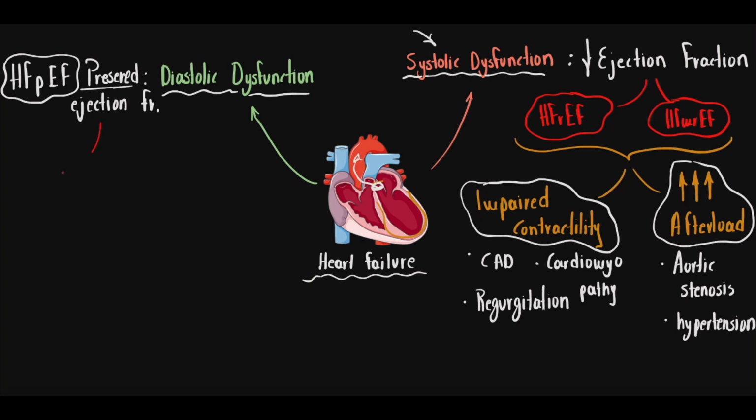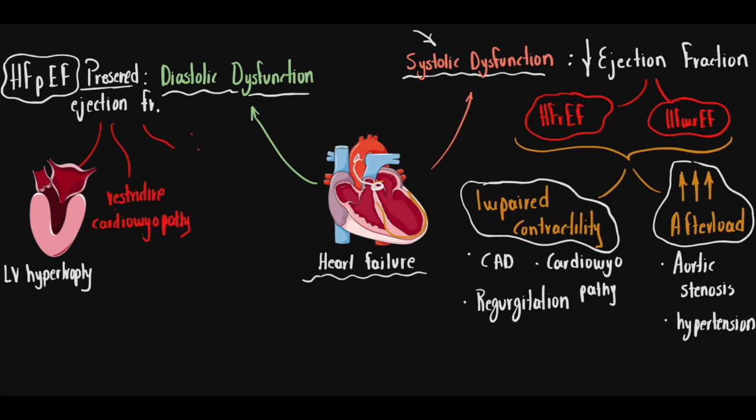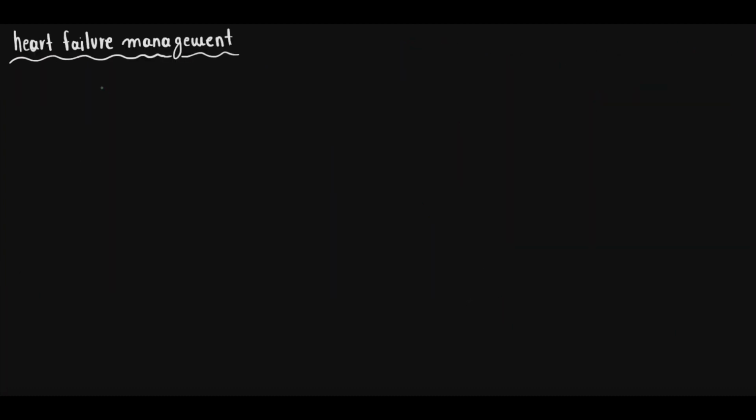Diastolic dysfunction may be caused, for example, by left ventricular hypertrophy, restrictive cardiomyopathy, or a pericardial tamponade. Anything that causes diastolic problems, the heart can't fill. Systolic problems, the heart can't pump blood out. The management of heart failure is usually pharmacological firstly.